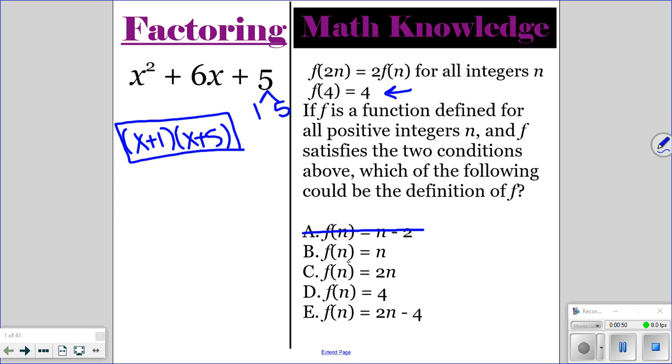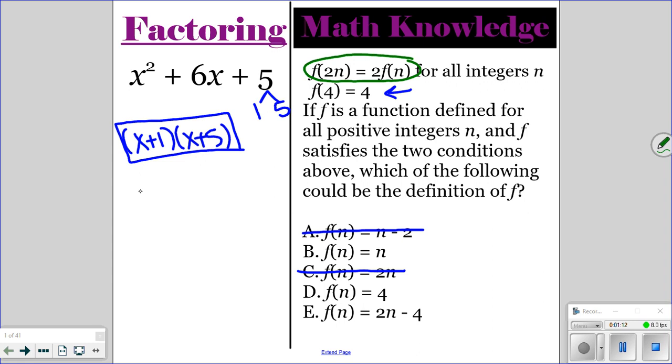This one would work. If we plug in 4, we do get 4. If we plug in 4 here, we get 8. So that one can't work. For this one, if we plug in 4, we get 4. And then on this one, if we plug in 4, 2 times 4 is 8 minus 4. That does give us 4. So now we're going to have to pick some numbers and plug in for our n here.